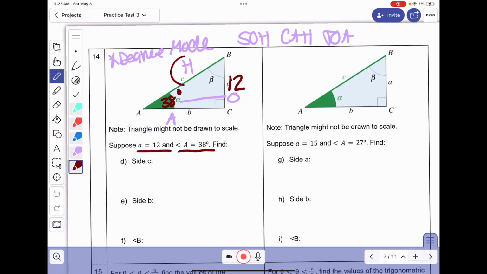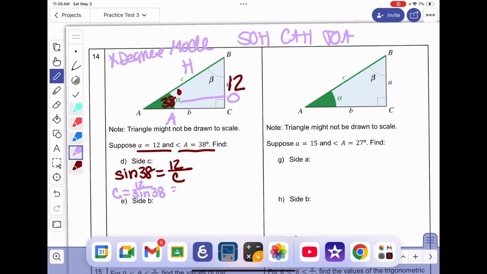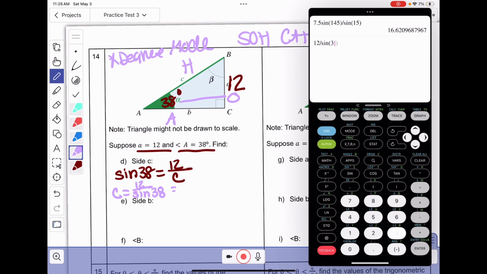All right, so side C is H. We know O, so we're going to do sine. Sine of 38 equals 12 over C. To get rid of the fraction, we would multiply both sides by C. And then we would have to divide by sine 38 to get the C alone. So really, we're just going to switch these. Since we're multiplying one and dividing the other, we're going to change it to C equals 12 divided by sine 38. Type that in the calculator, 12 divided by sine 38, and I get 19.49. So that's C.